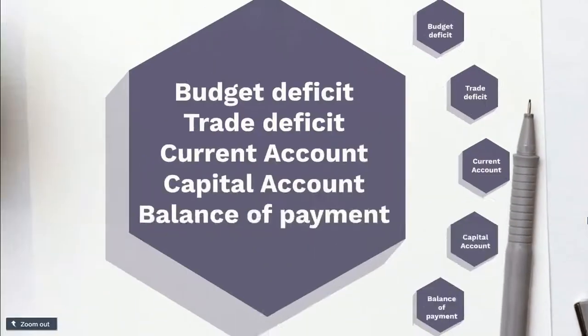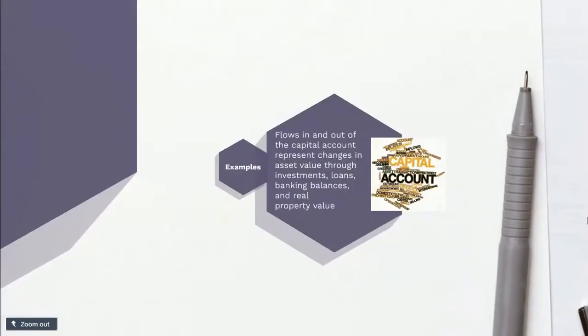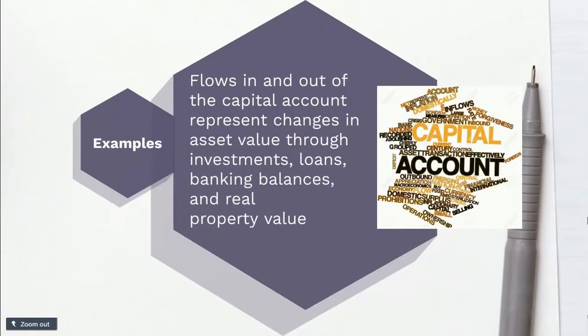Okay, next is capital account. Capital account includes the flow in and out of capital, and represents the changes in the values of assets through investments, loans, bank balances, and real property value. In the current account, we were dealing with cash transfers which take place immediately and are very visible. In the capital account, we cater to investments or loans which are long term, bank balances, and the property value of a resident of India having property abroad. All those things are included in the capital account, and these are not immediate like the current account.